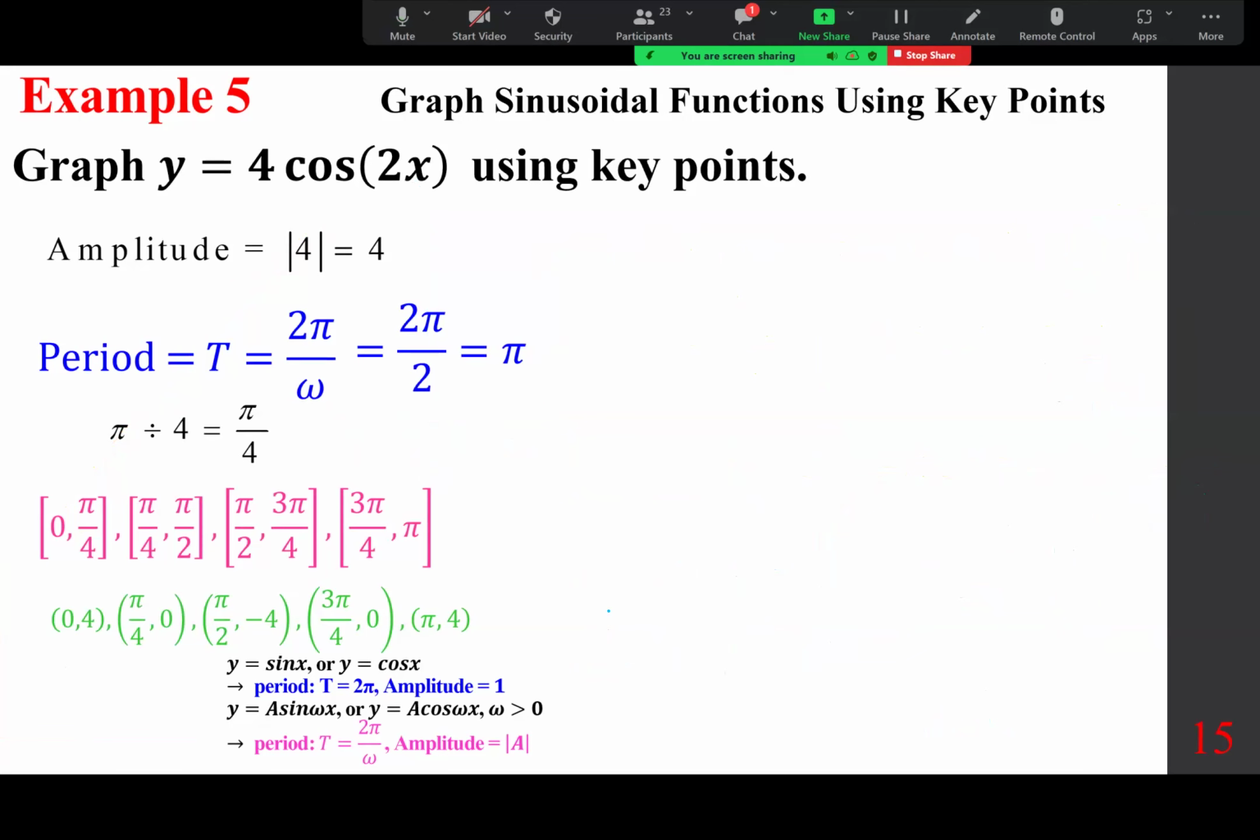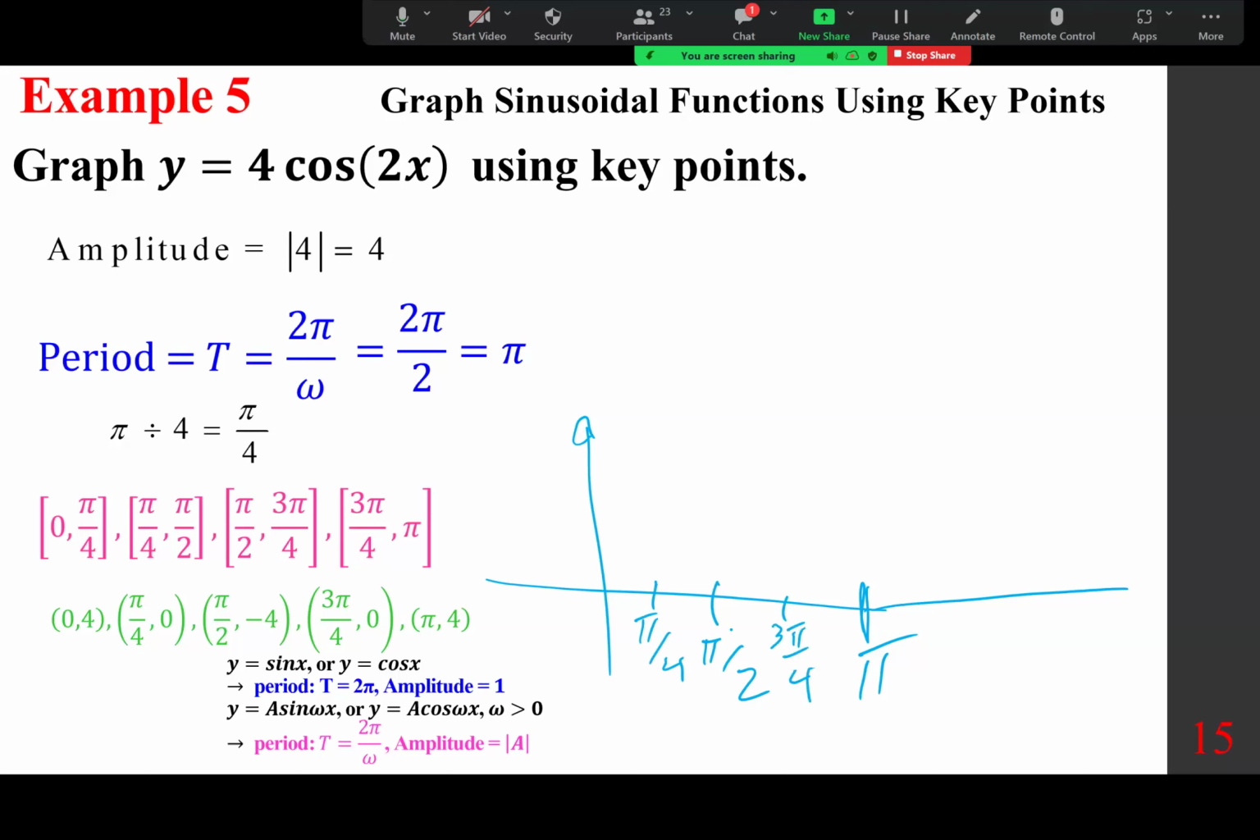Okay, just for the sake of argument. Just to give you an idea, let's say this is pi. You cut it in 2 parts, it becomes pi over 2. Two parts again, this one is pi over 4. Two parts, this one is 3 pi over 4. And for example, let's say this is 1, 2, 3, 4.